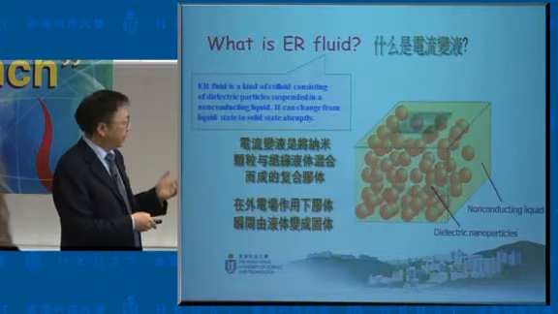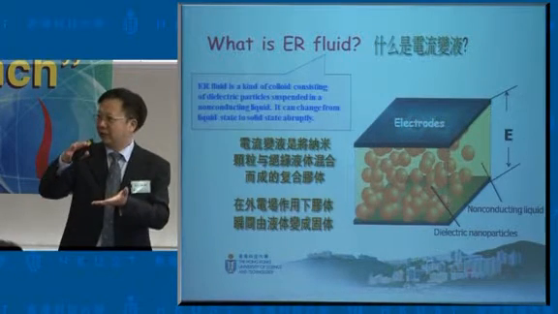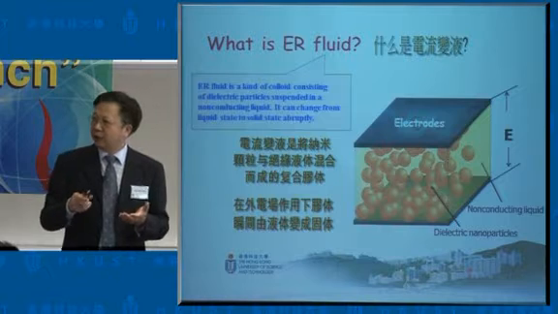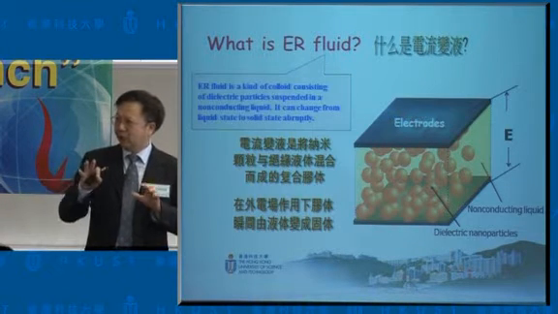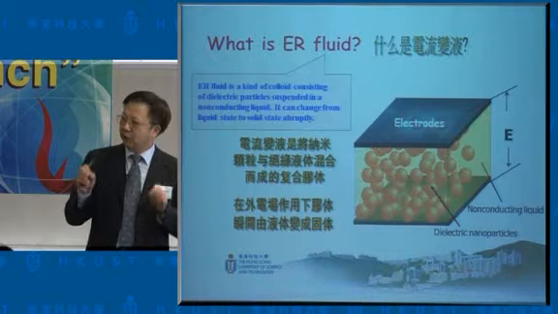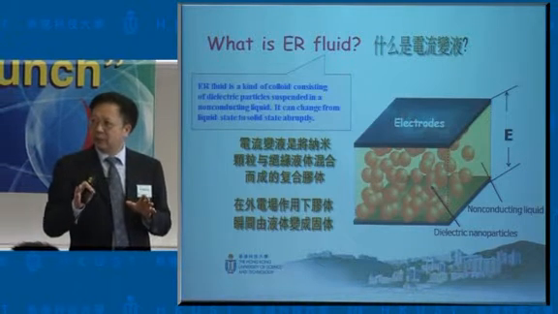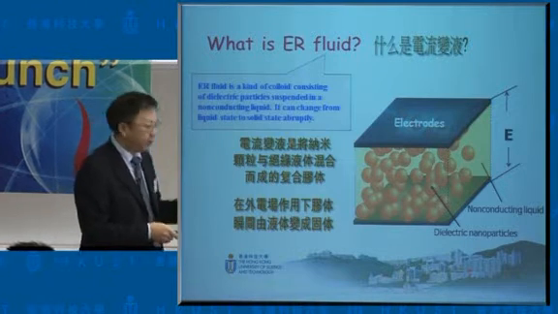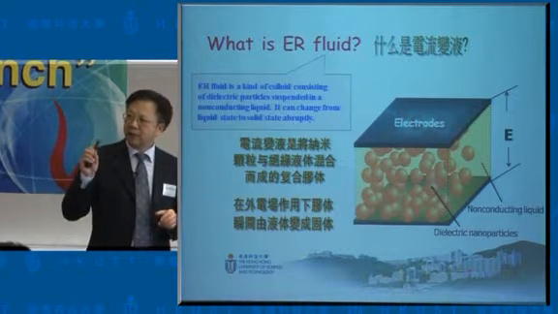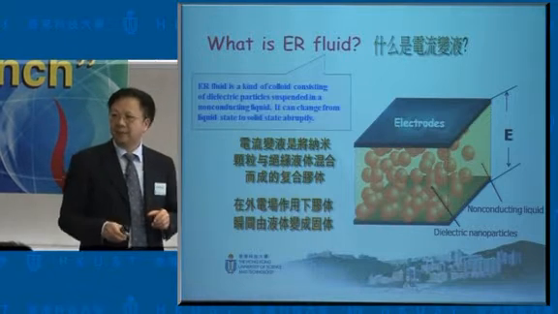When this material is exposed to an electric field, that means you apply a voltage, it changes from a liquid state to a solid. This change can be reversible, so we call it a smart material. Also, we call it a solid-like material. It's not a real solid, it's solid-like. This transition is very fast. Its response time is 1 millisecond, so very, very fast, and it's reversible.